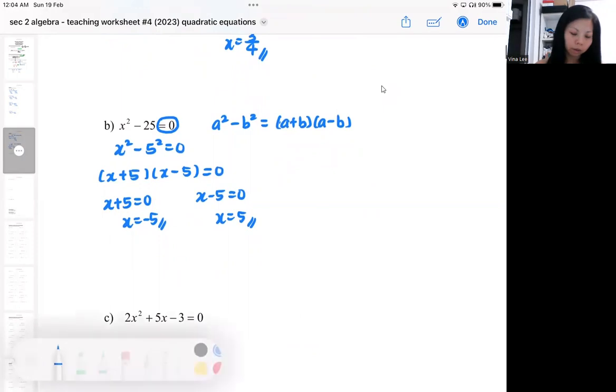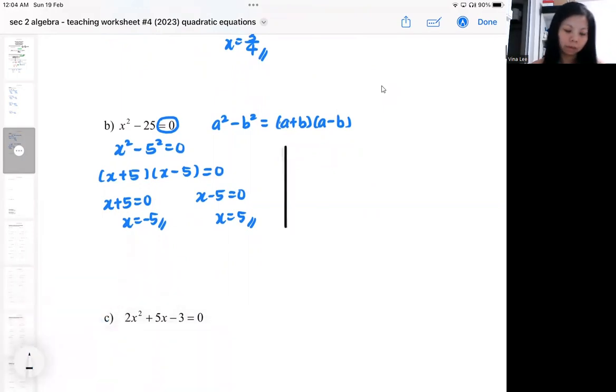Okay, for this question, there is also an alternative. Some students may not use the factorization. Some students just move the 25 over and they take a square root. The opposite of a square is square root, but you must remember that there are two possible answers.